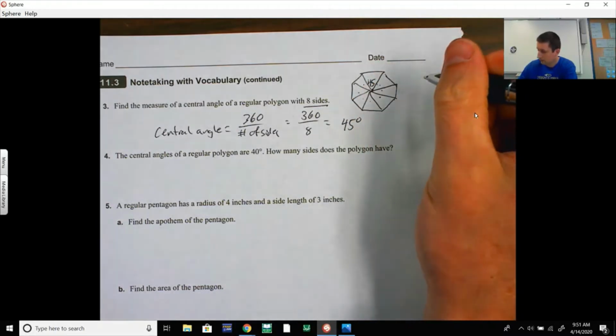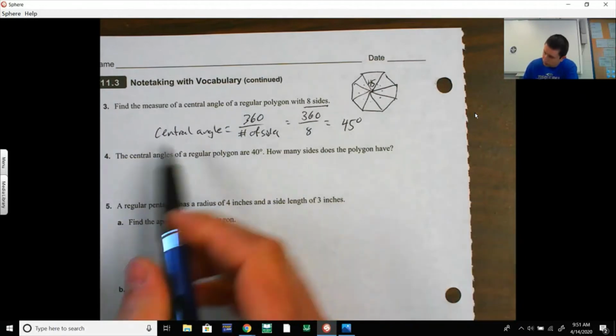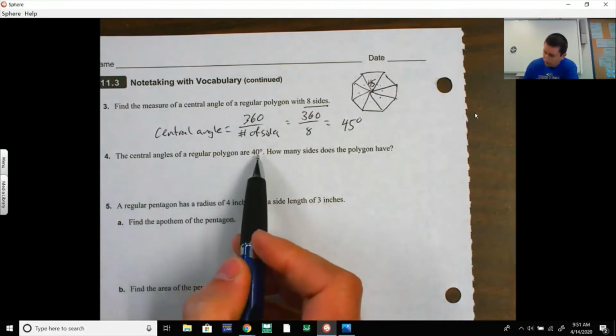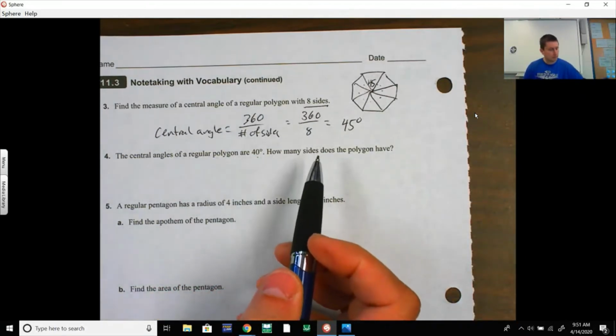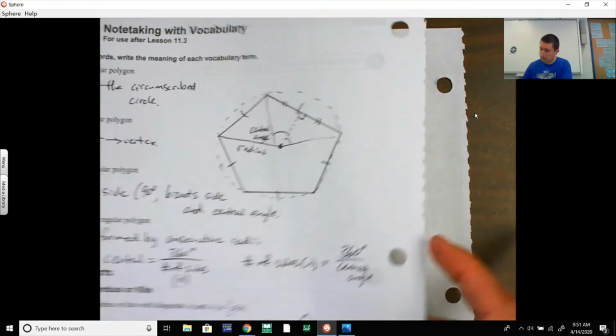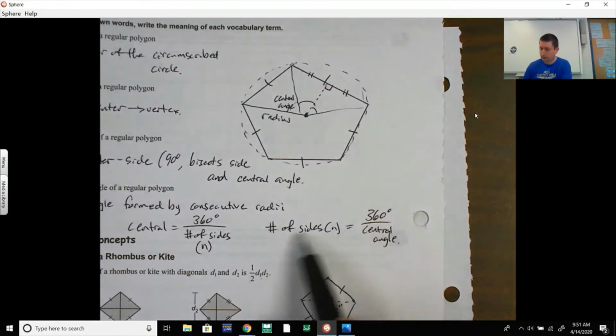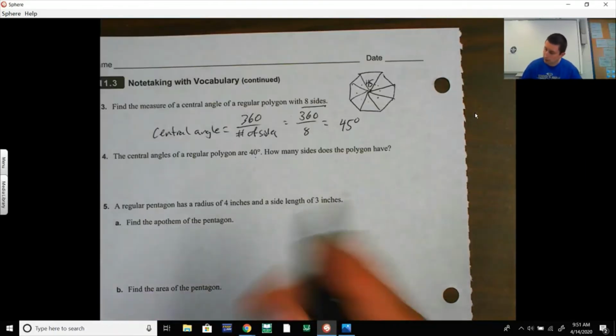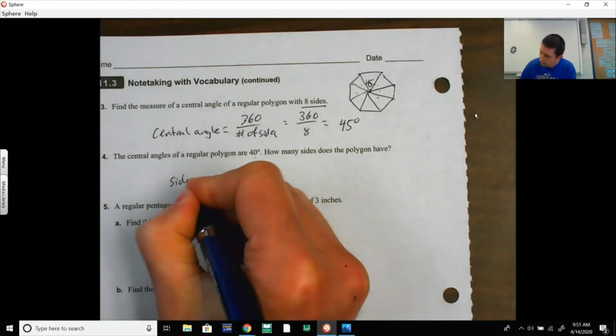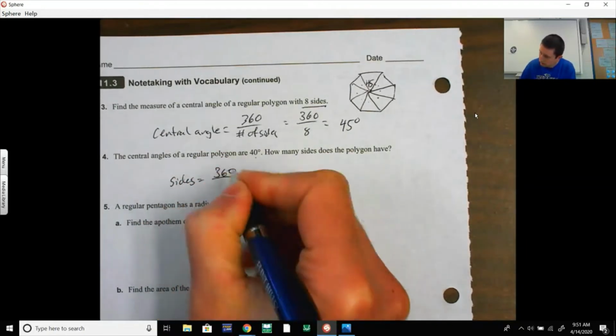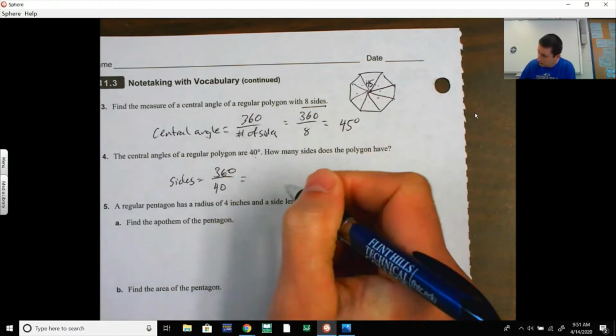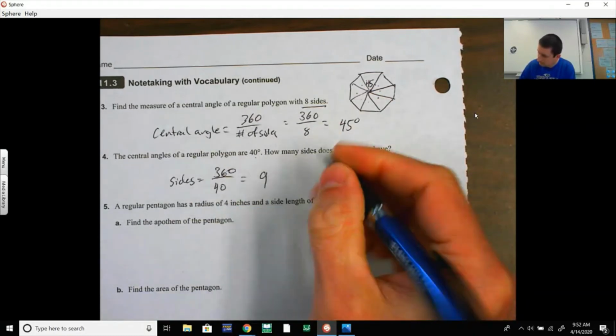Okay, the central angles of a regular polygon are 40. How many sides does it have? Isn't this nice? I give you the formulas right off the bat. Number of sides is 360 divided by the central angle. So the number of sides equals 360 divided by 40, which would be 9. It's a nonagon.